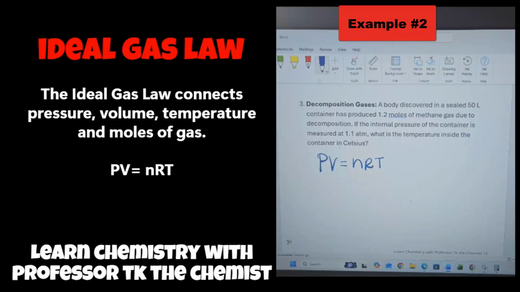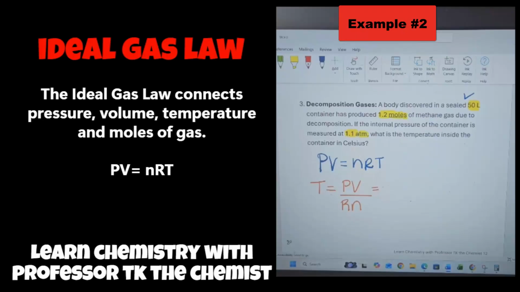I'll tell you what to do when we get to that part. So since you're looking for temperature, let's highlight what we know. 50 liters is your volume. 1.2 moles is your n. 1.1 atm is your pressure. The gas constant was that 0.0821 variable. So you're looking for your T for temperature. So let's rearrange the formula to solve for T. T equals P times V divided by R times n, okay?